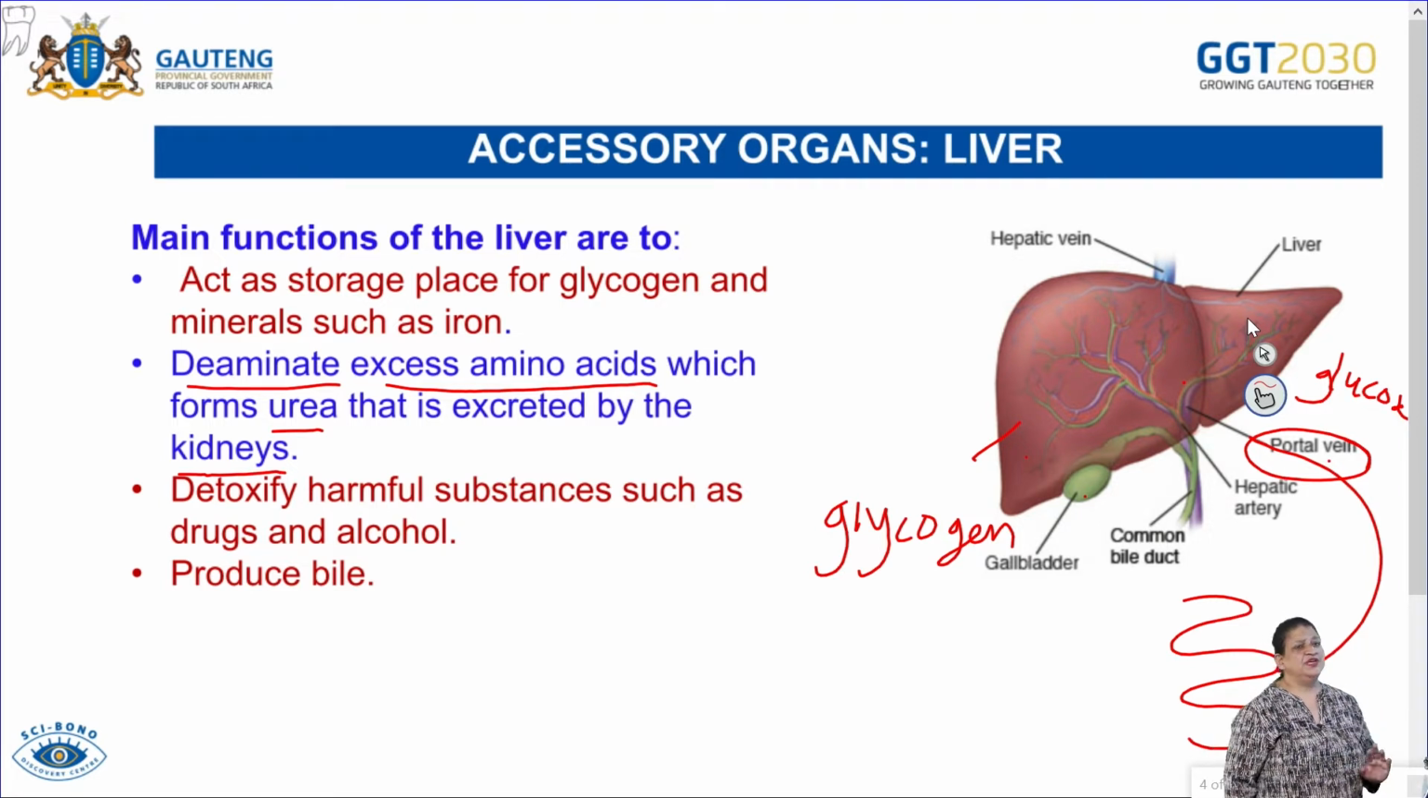Okay, so here is the liver, and what are the 4 main functions quickly? Stores excess glucose in the form of glycogen. Deaminates excess amino acids to form urea to be excreted by the kidney. Detoxifies harmful things such as alcohol and drugs. So if you're taking drugs, it's also going to damage your liver. And it also produces what we call bile.